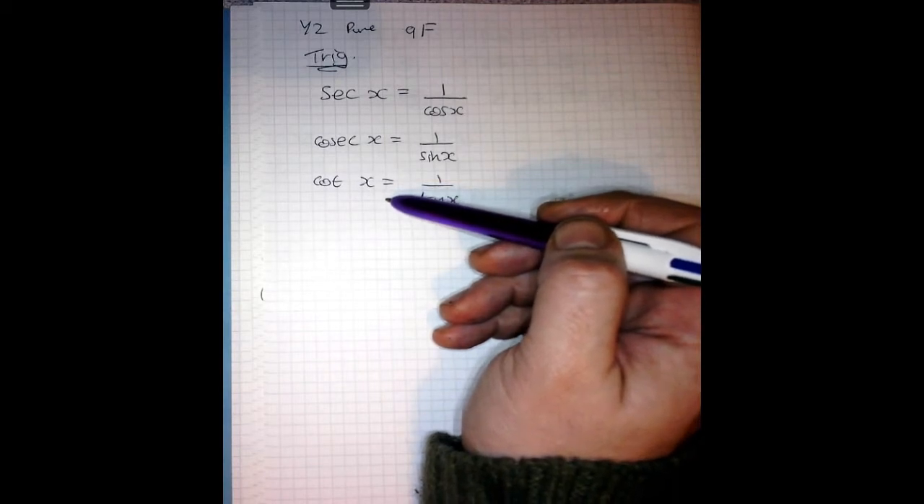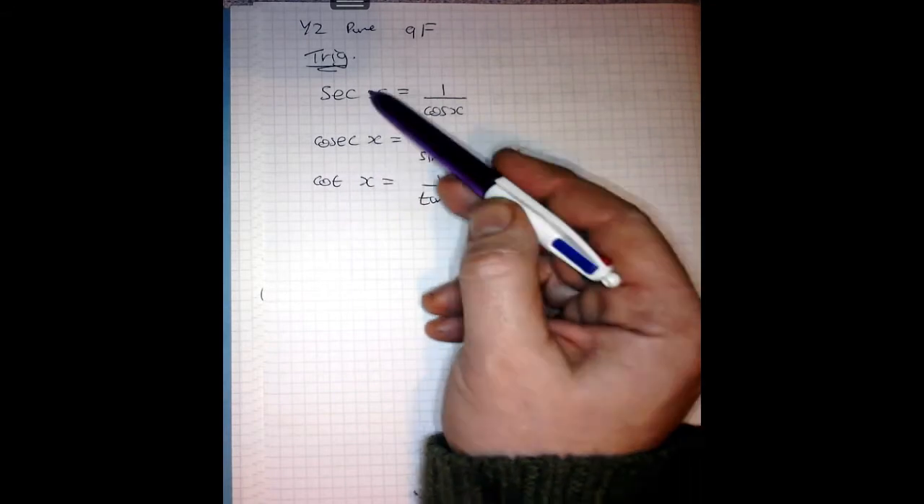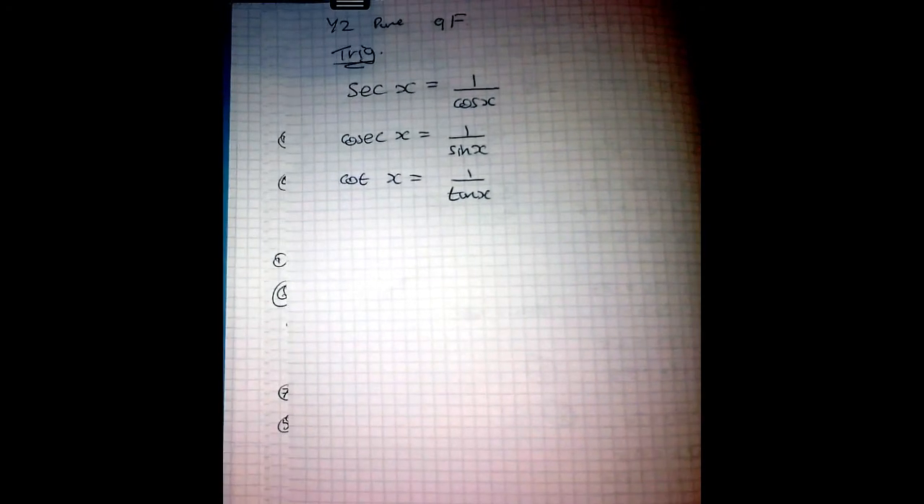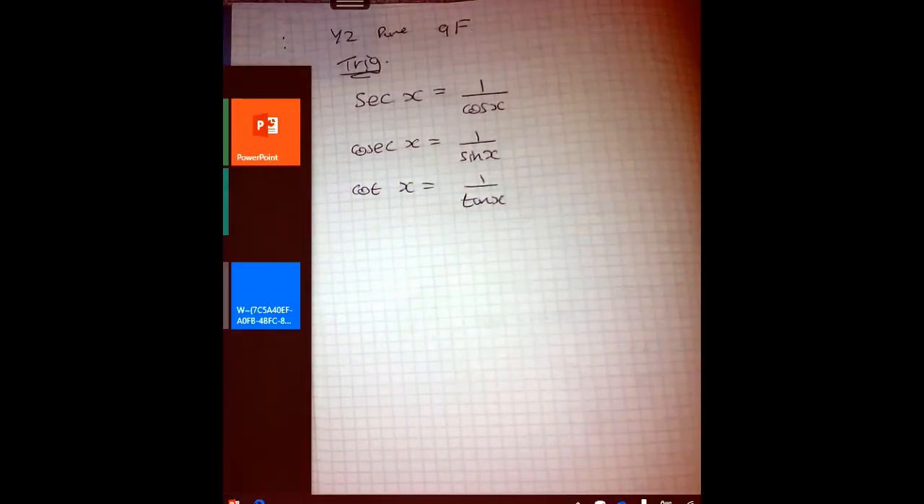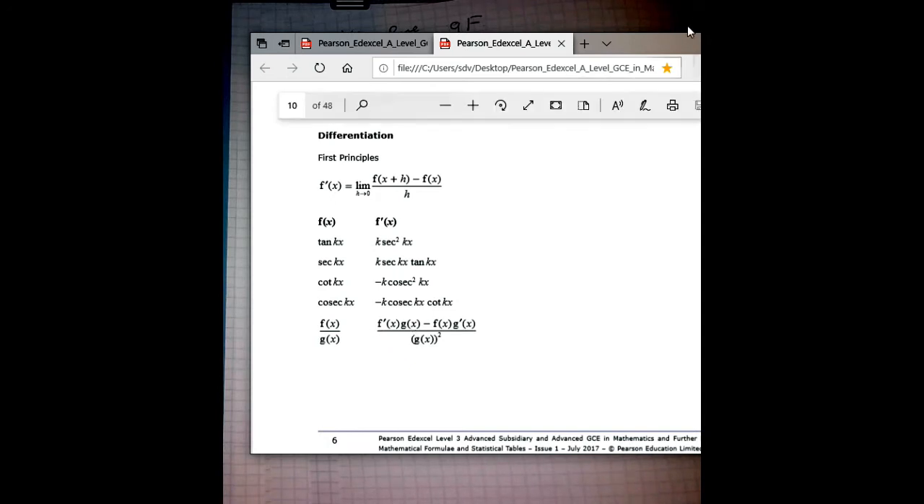Now it's worth pointing out that we're actually given the derivatives of these in the formula booklet. Let me find the formula booklet. Yeah, there it is. So in the differentiation section, we're given the derivatives: tan differentiates to sec squared, sec differentiates to sec tan, cot differentiates to minus cosec squared, and cosec differentiates to minus cosec cot. You're also given the quotient rule there, but we have looked at that briefly before. So I'll just go through the examples in the book.